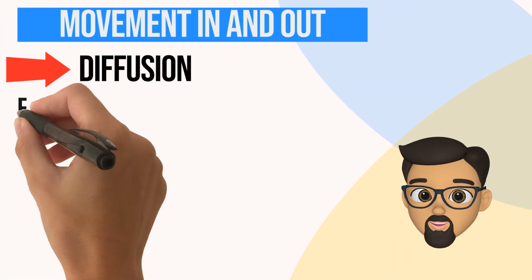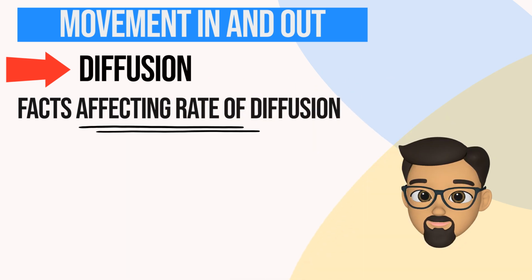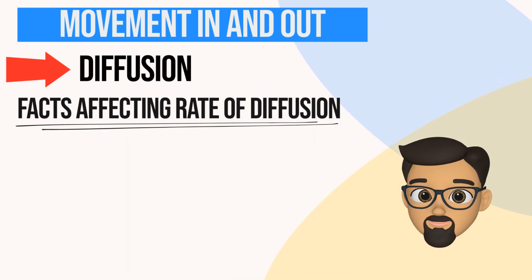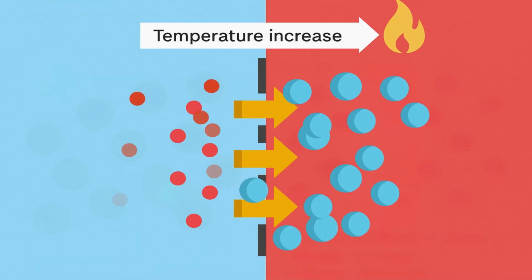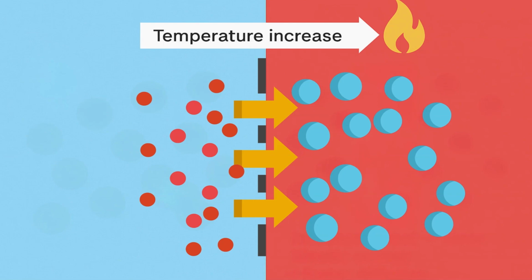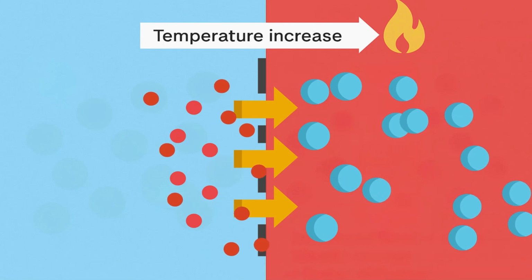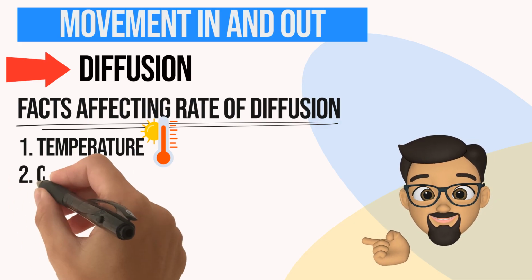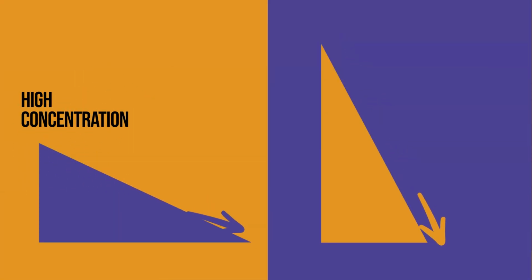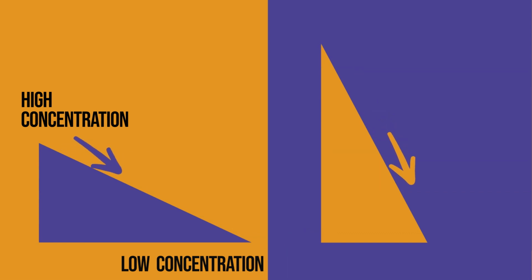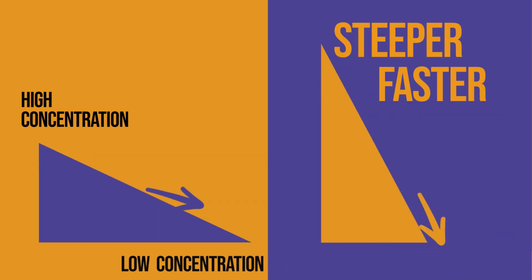Now, the rate of diffusion, whether it's fast or slow, depends on several factors. Number 1, temperature. If the temperature increases, the particles have more kinetic energy, so they move faster and diffusion becomes faster. Number 2, concentration gradient. Here you must imagine it as an imaginary slope, from high concentration at the top to low concentration at the bottom. The steeper the slope, the faster the diffusion.